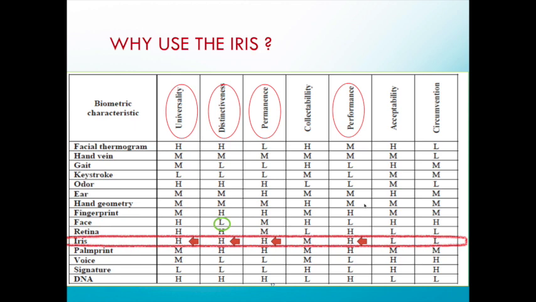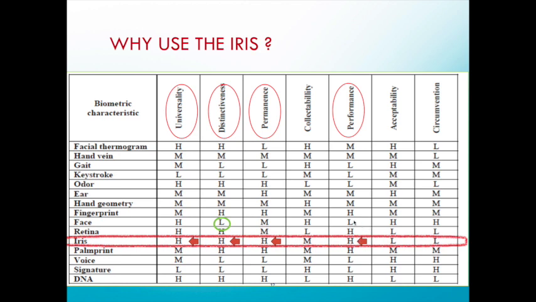Let's skip here just to performance. That also gets high because the iris data, while very rich and very unique in its pattern, it's actually quite a simple pattern to process. It's not a particularly complex pattern to process computationally, and it can be run quickly. Iris authentication can be done in real time. It can be done very quickly and very efficiently because of the way that the image can be enhanced and processed.